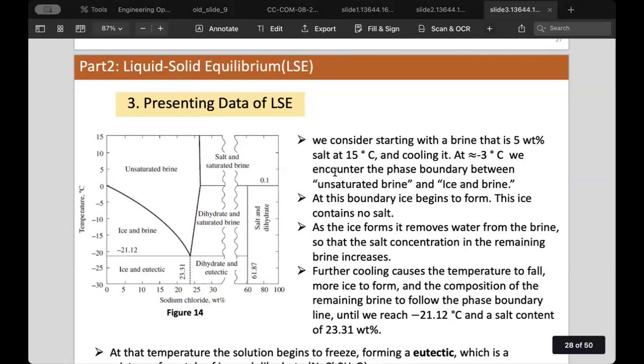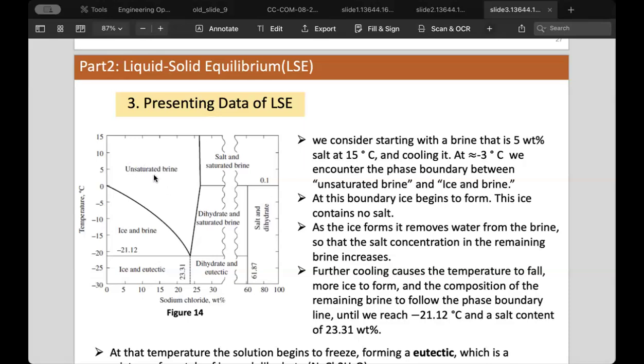Okay, we can present the data of liquid solid equilibrium as this phase diagram. This one is interesting. This is a phase equilibrium of sodium chloride in water with different temperature. What do we have now? We have a region for unsaturated brine. You know unsaturated brine, right? It's brine.